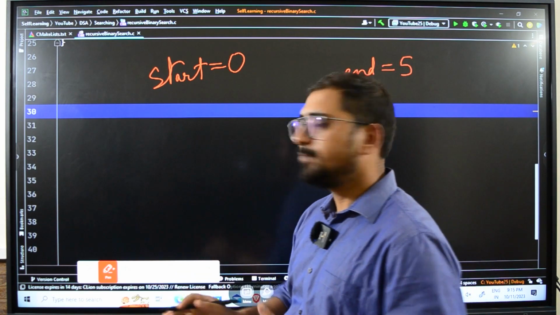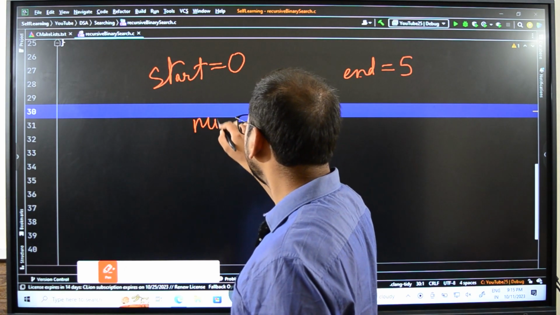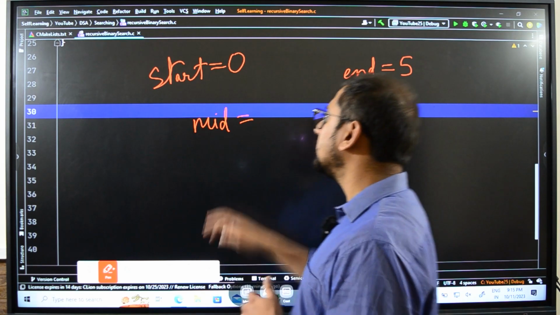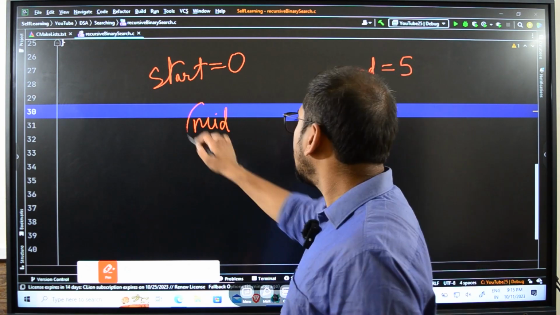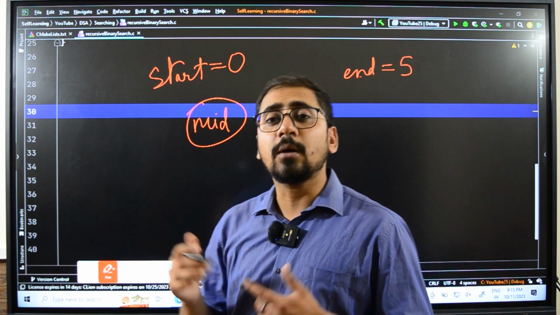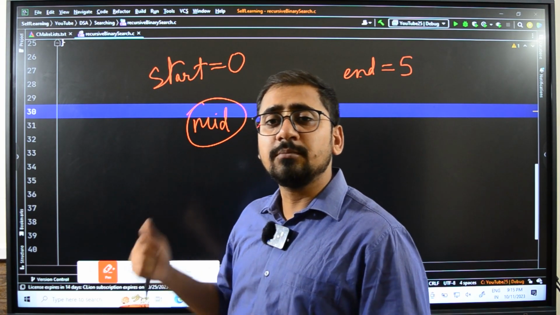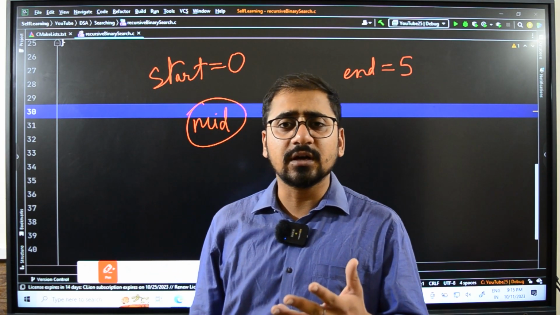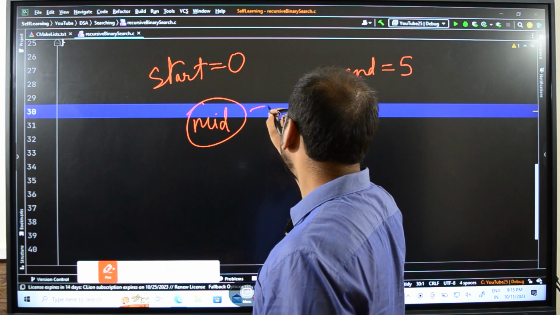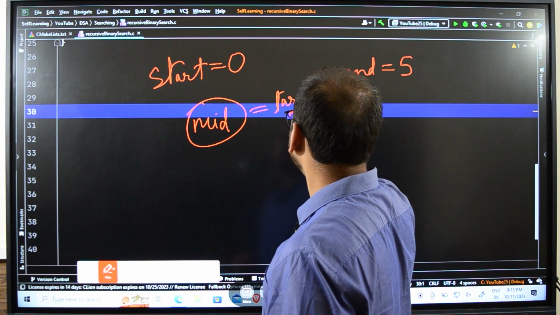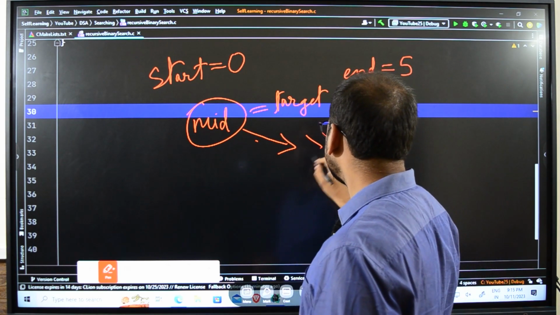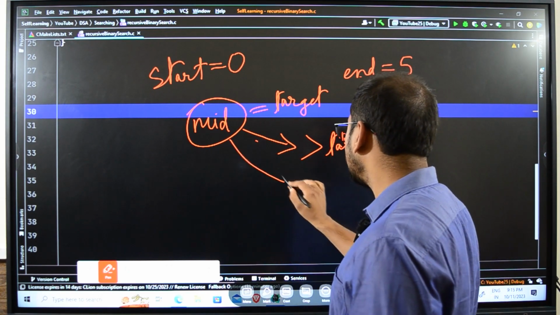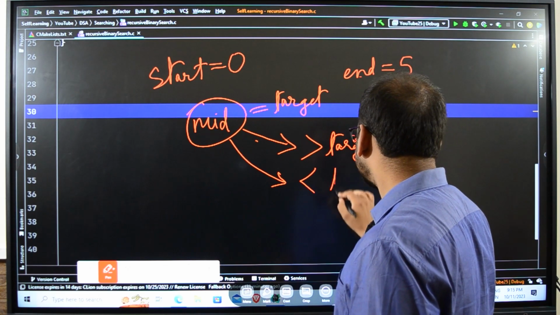Every time we would find the mid, which was the average of the start and end values. After finding the mid index, we compared the value at the mid index with the target element. Whenever we got the mid element, we had three different conditions. The first was that mid was equal to the target element. The second was that mid was greater than the target element, and the third was that mid was less than the target element.